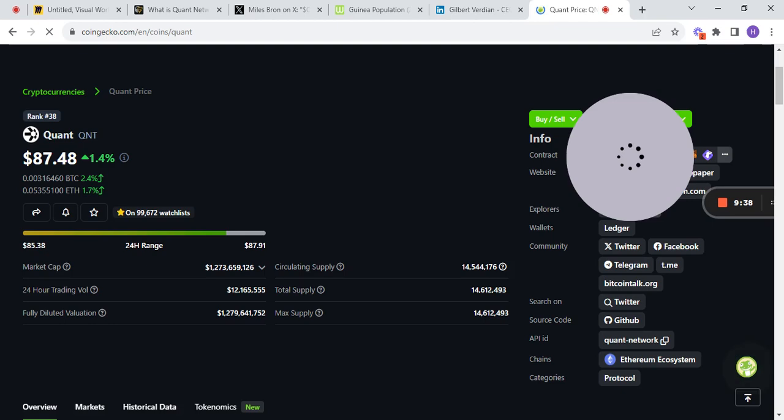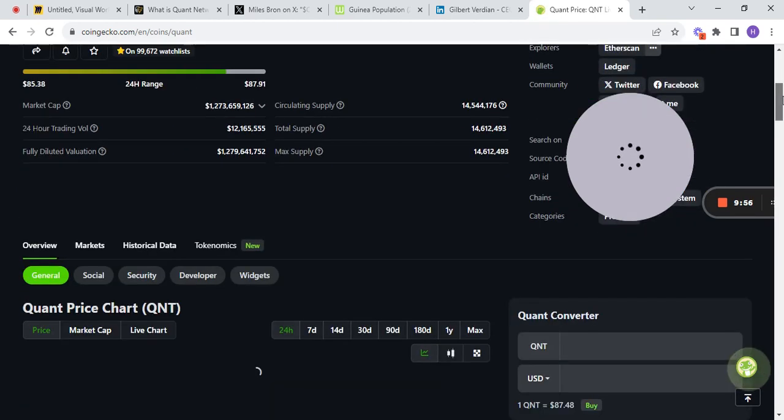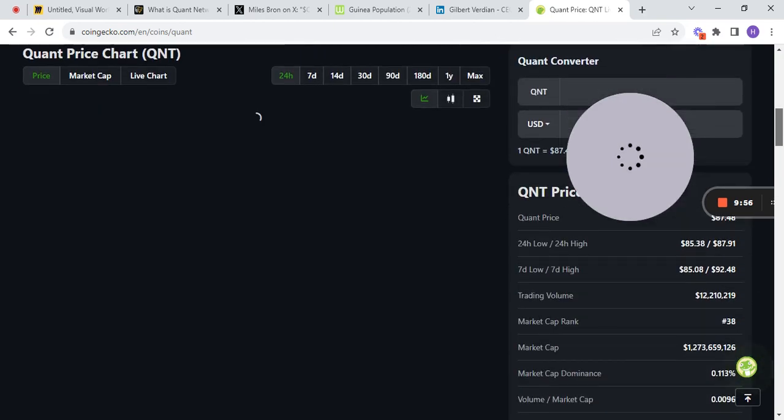Some people are saying 2.5. Some people are saying 5,000. Some people are going as high as that per Quant. But look at the max supply's dropped even more. So 14.6 million Quant is all there'll ever be, and I think that's a huge reason to be bullish.